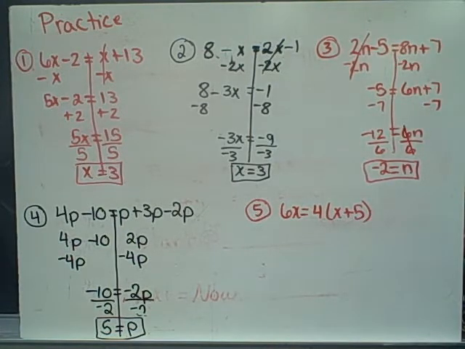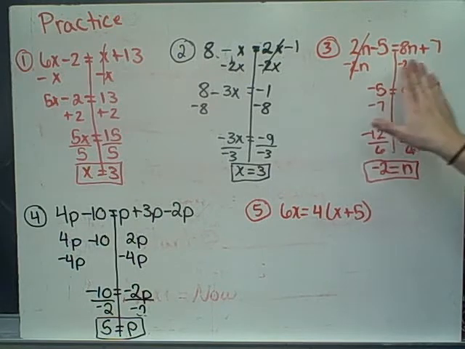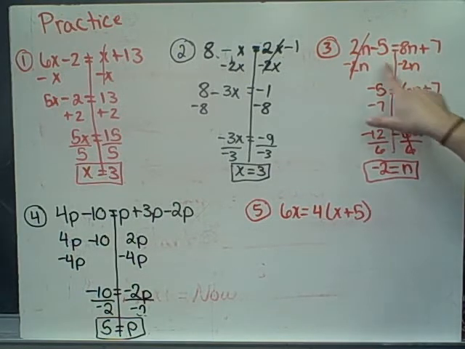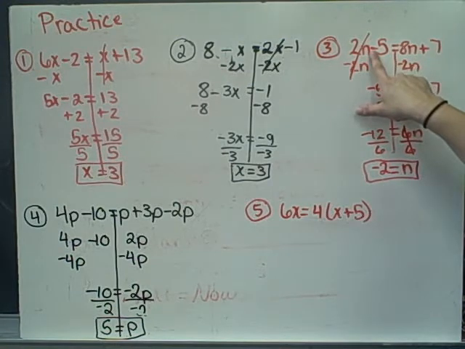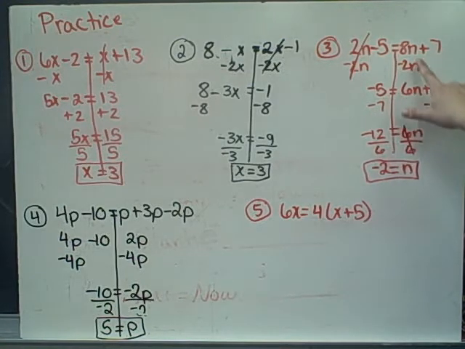I got to get my variables to one side. Now, it doesn't matter which side I bring my variables to, okay? In this particular occasion, I decided to move it over here. So I subtracted 2n from both sides. So I'm left with a minus 5 equaling 6n plus 7.